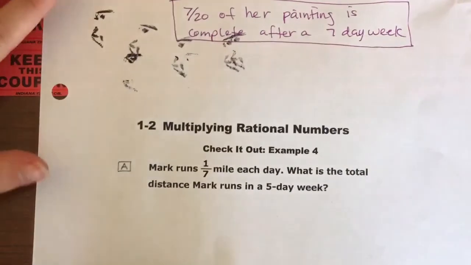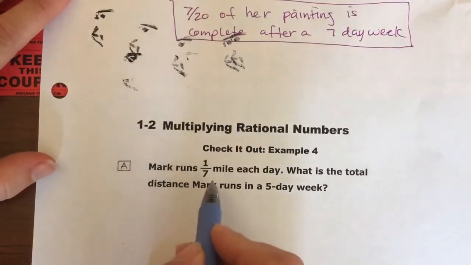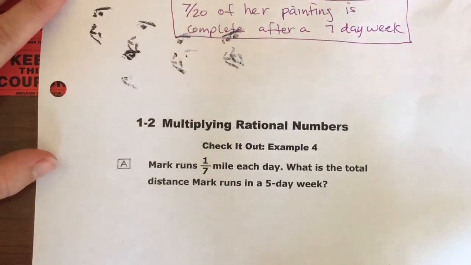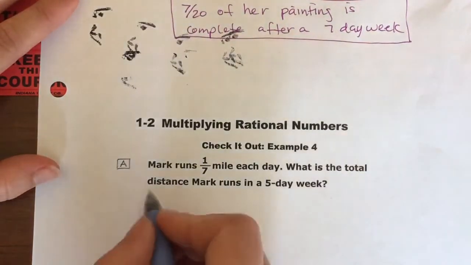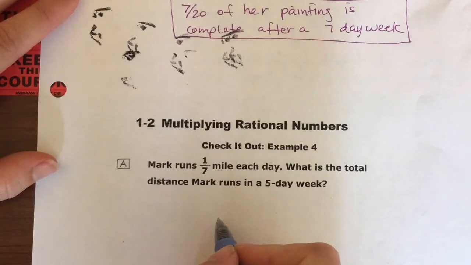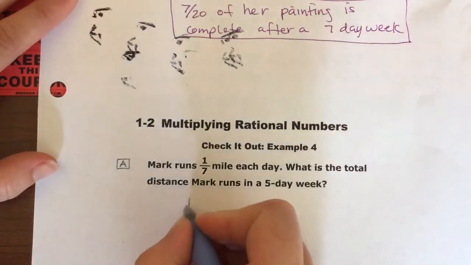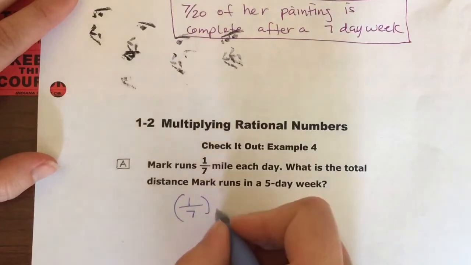Okay, we are back. Mark runs 1/7 mile each day. What is the total distance Mark runs in a 5-day week? Well, he's running 1/7 one day, and then 1/7 the next day, and then 1/7 the next day. He's doing that 5 times, so that's the same thing as going 1/7 times 5.